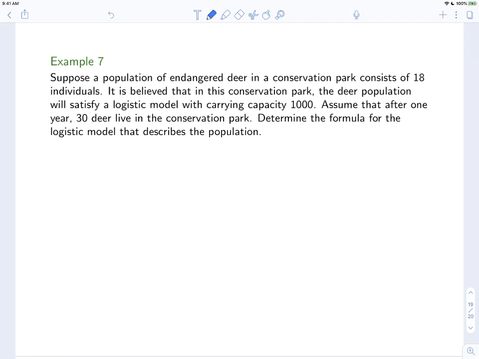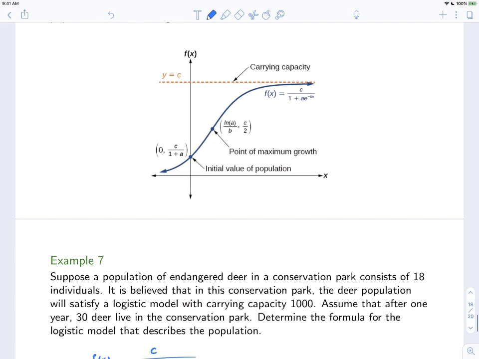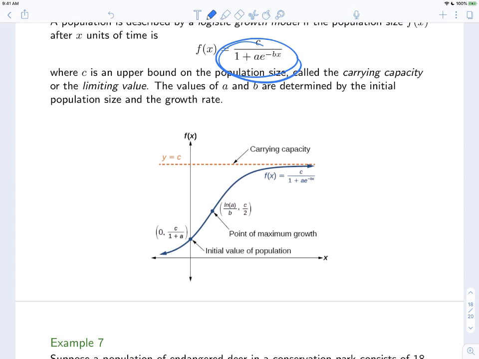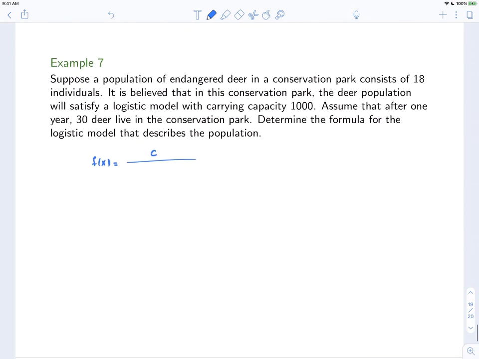How's this going to work? Well, we already know what the formula is going to look like. It's going to be f at x equals c for the carrying capacity divided by, and then we just put this in the denominator, 1 plus a times e to the minus bx. At this point, we don't know what a and b are. In fact, that's what we want to determine. We already know c.